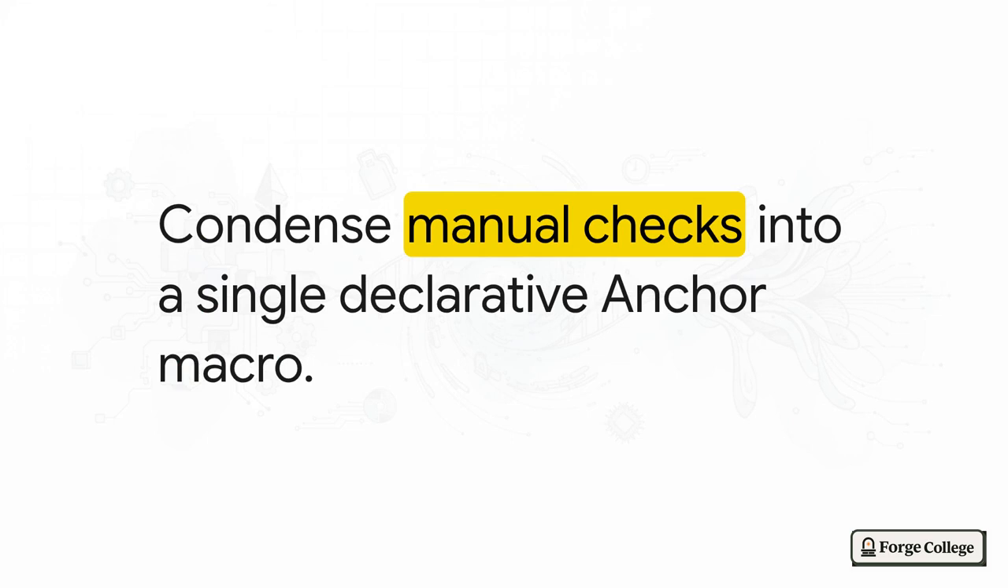In Solidity, you'd usually have an entire block of imperative access control code manually checking require msg.sender equals owner right inside the function body. But in Solana, that whole chunk condenses down into a single, beautiful, declarative Anchor macro, an account macro specifying mut and has_one equals owner. This tells the program to validate that the provided owner matches the stored owner before the instruction even thinks about executing. It is incredibly elegant, totally declarative, and highly secure.